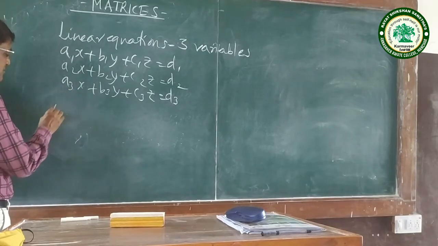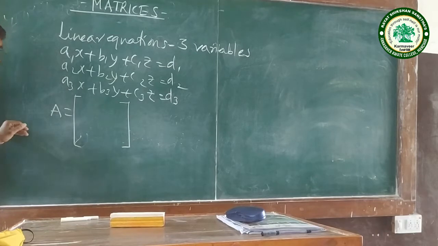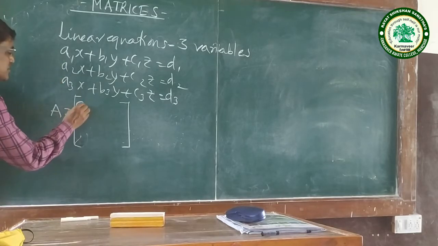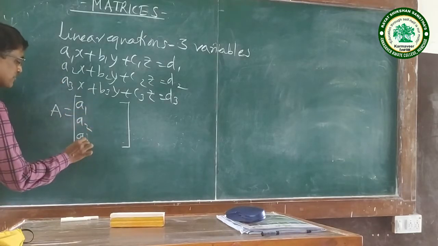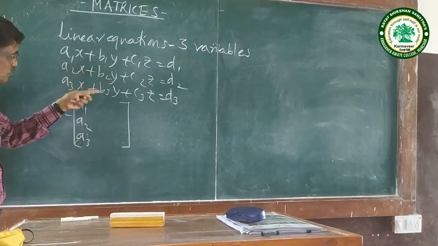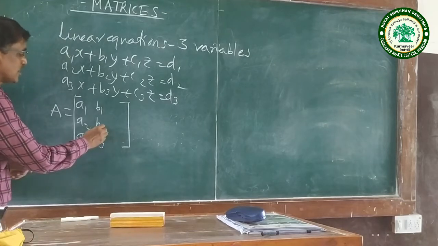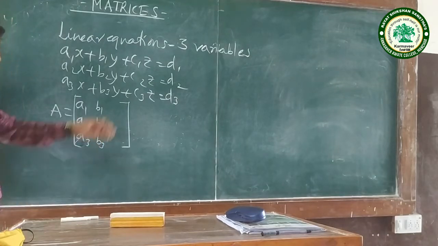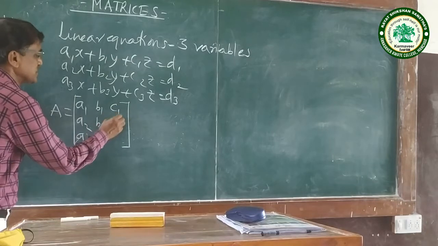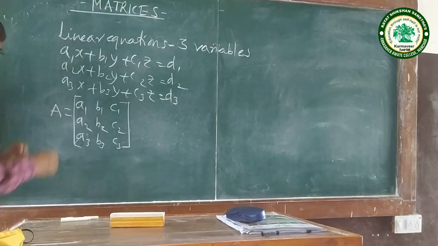As usual, write the matrix A. It is the matrix of coefficients. There is variable x, and its coefficients are a1, a2, a3. Right? First column a1, a2, a3. Second column, coefficient of y is b1, b2, b3. And third column is the coefficient of z, c1, c2 and c3. So this is the matrix A, matrix of coefficients.